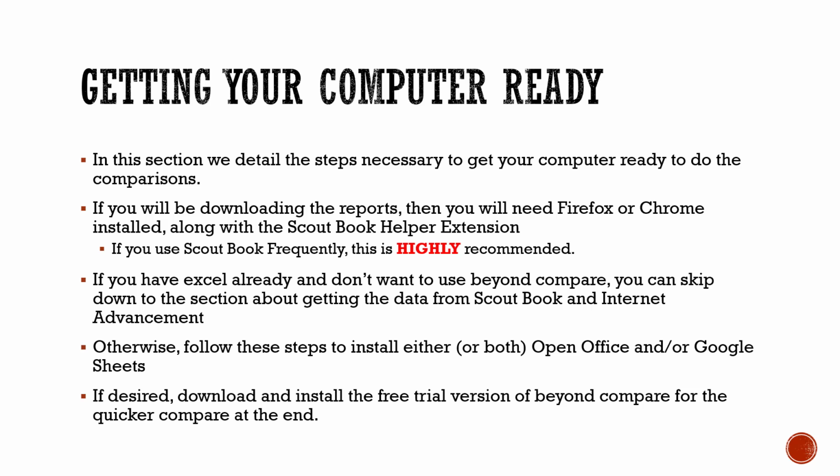If you have Excel already and don't want to use Beyond Compare, you can skip down to the section about getting the data from ScoutBook and Internet Advancement. Otherwise, you need to follow these steps to install either or both OpenOffice and Google Sheets if you don't have Excel already. If desired, you can download the free trial version of Beyond Compare for the quicker compare at the end. So we're going to do it first using Excel, which takes a little bit of time getting used to, but there's another tool out there made by Scootersoft called Beyond Compare that will actually make the comparisons a lot quicker, and we'll show you how to do that here at the end of the presentation.